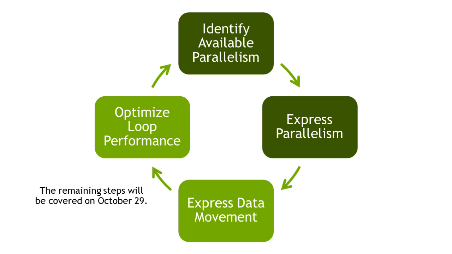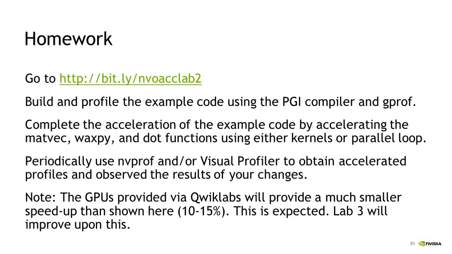Lastly, is your homework. And the homework is to go through this exact code and run through these steps. So if you go to this link, this lab is free and will remain free for the remainder of this course. You will build and profile the example code, and again, it's in C or in Fortran. And you'll then go through each of the 3 routines and accelerate the code, and you can use either kernels or parallel loop to do that. And I encourage you that every step of the way to regather your profile information, run through Visual Profiler, and look and see the difference and what the changes you made and how they affect the code.